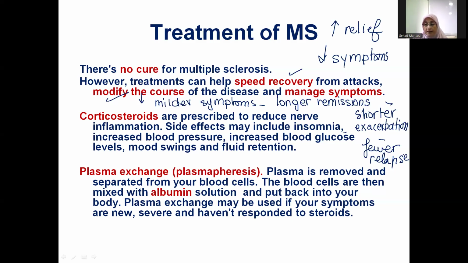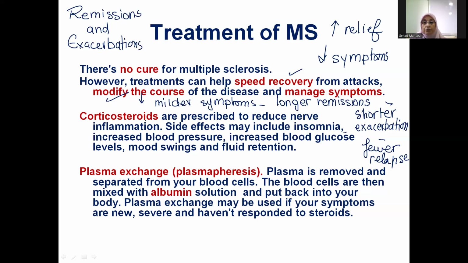And you know, from last year when we were talking about glomerulonephritis as an autoimmune disease, that all autoimmune diseases are characterized by remissions and exacerbations. Remissions when the symptoms are milder, and exacerbations when the symptoms are more severe.